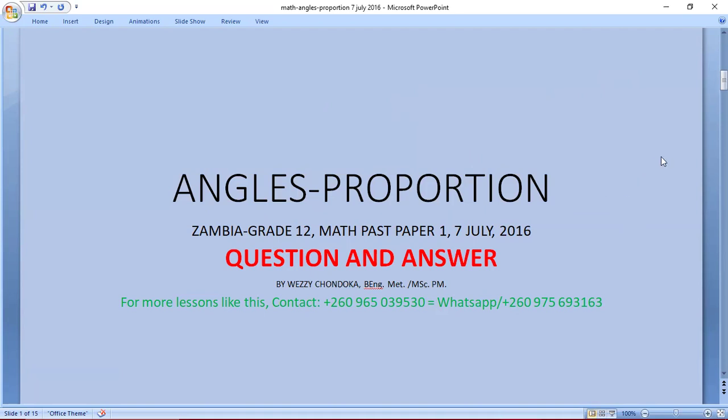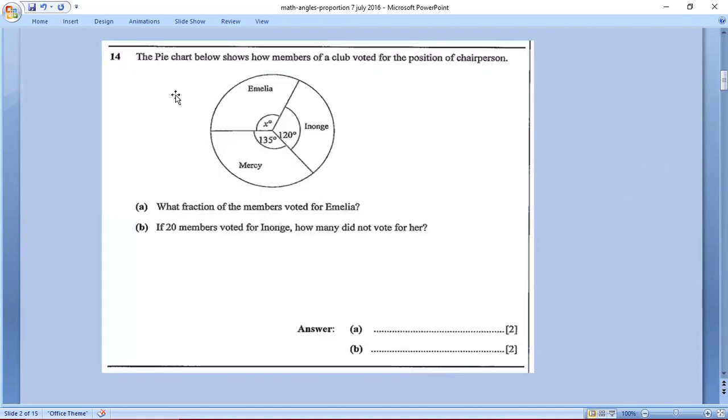Okay, let us get on to the question. So this was question 14 in that paper, and it says the pie chart below shows how members of a club voted for the position of chairperson. Okay, so this is during elections. You can think of it like there's a meeting in a club where they are voting for the new chairperson.